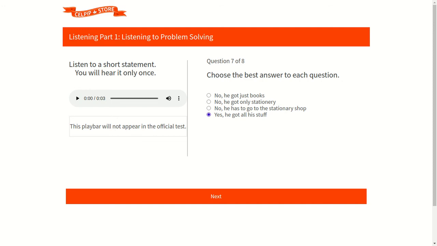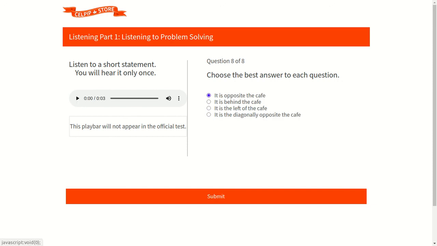We can listen very clearly in the audio that the man didn't get the stationery, so he has to go to the stationery shop. So accordingly, option 3 is the correct option. That is, no, he has to go to the stationery shop. Let's move to the last question.